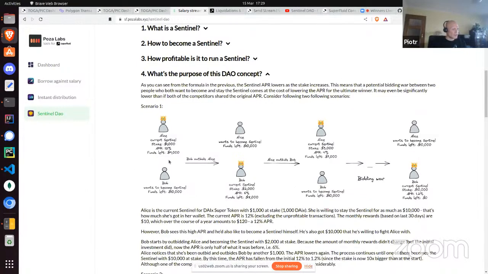So let's say Alice had $1,000 and the APR was 12%. Then after the bidding war, if Bob puts 10 times more, the APR also drops by a factor of 10. So that's not so good, having 10K at 1.2% APR, as when you had 1K at 12% APR. That's much better. So that's one scenario where you can have some competition and some missed opportunities.